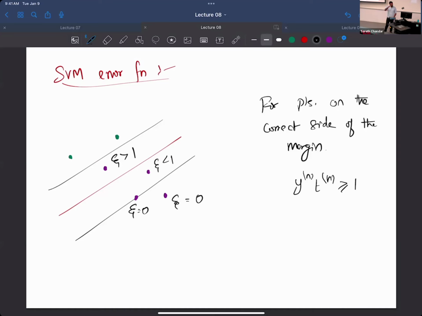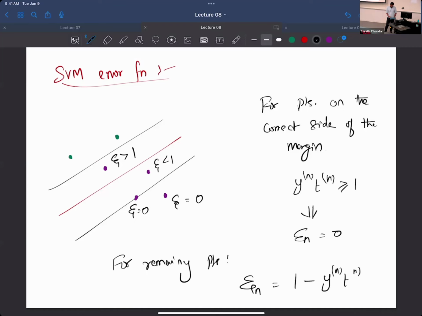Yes, it's going to be 2 and then more than 2. For points that are on the correct side of the margin, epsilon n is actually 0. For the remaining points, epsilon n is actually 1 minus y of n t of n.